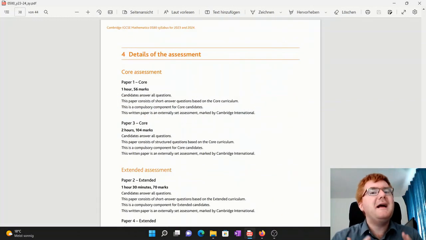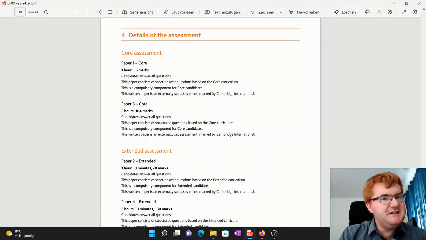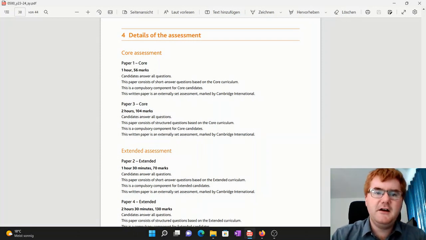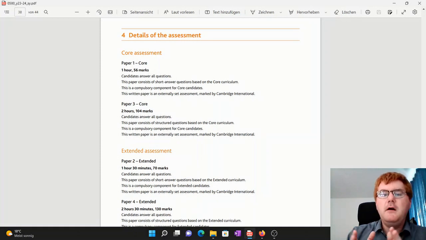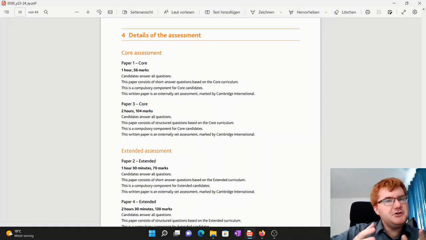So how are you actually assessed on the 0580 course? Well, if you're doing the core, so grades G to C, again, there are two papers, paper 1, paper 3. The first paper out of 56 marks, and the second paper, paper 3, out of 104 marks. So generally, there is a weighting on the paper with more structured questions, so long answer questions, rather than the paper 1, which is more based on short answer questions.